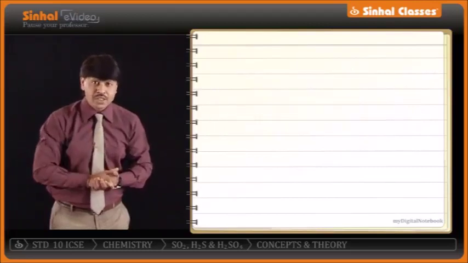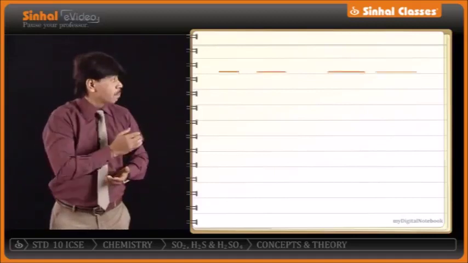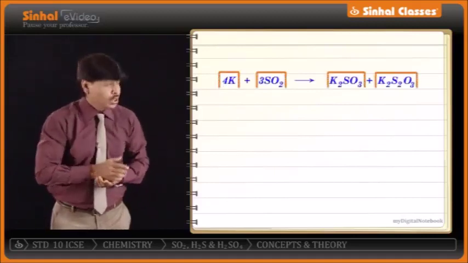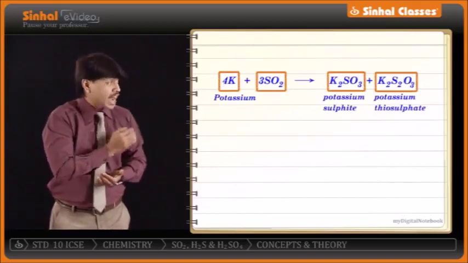The reaction for this goes as 4K plus 3SO2 giving you K2SO3, that is potassium sulfite.